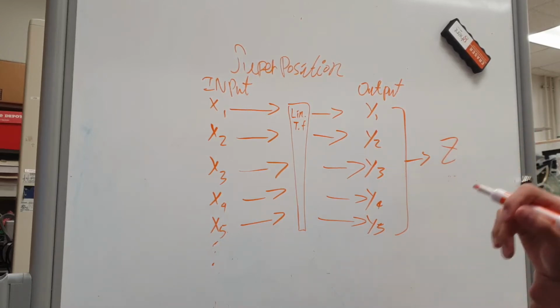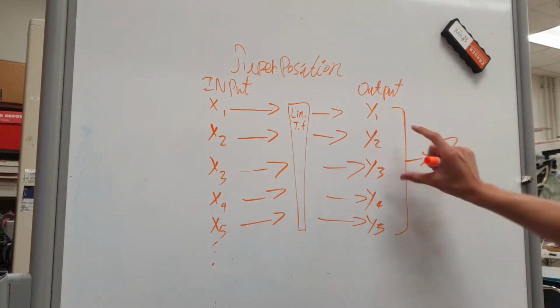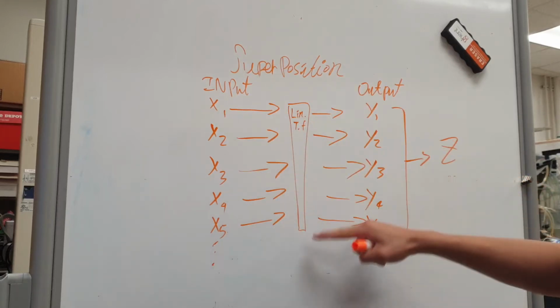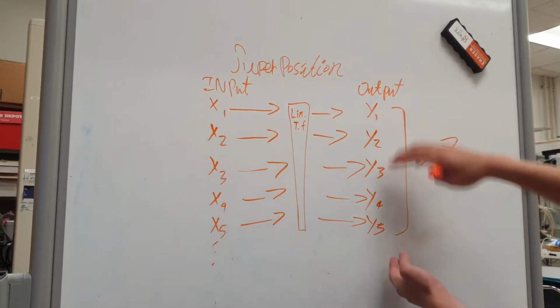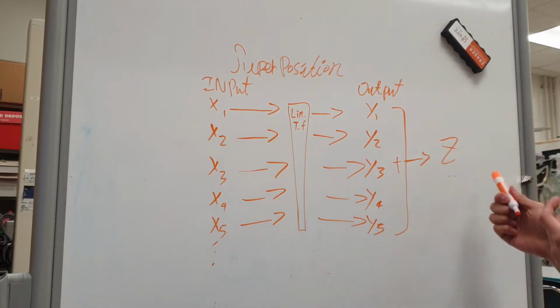So the principle of superposition states that multiple outputs from multiple inputs that went through this linear system transfer function can be added together to produce a total output.